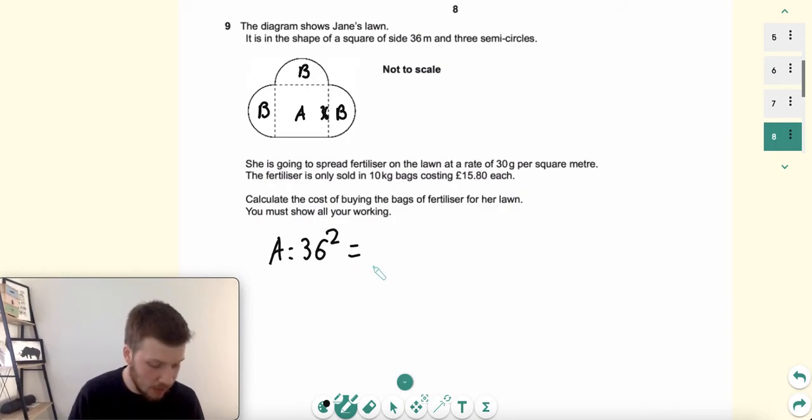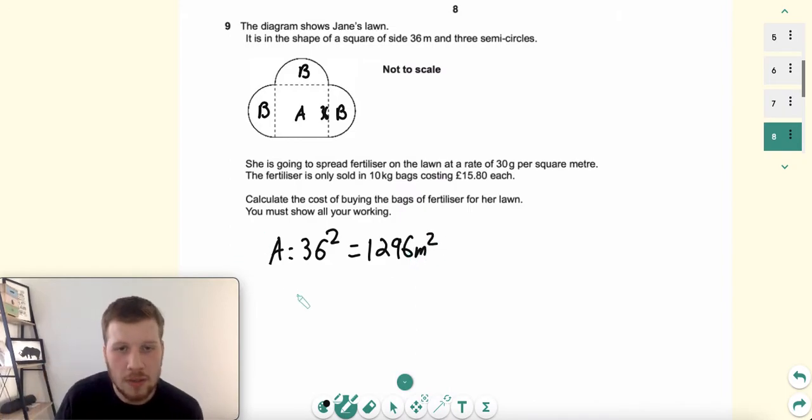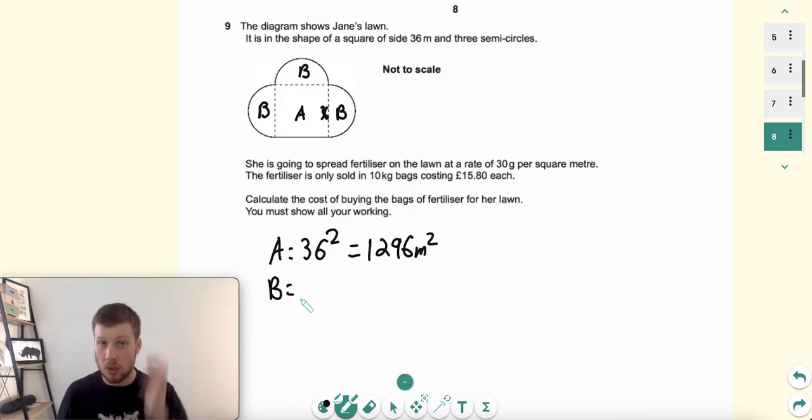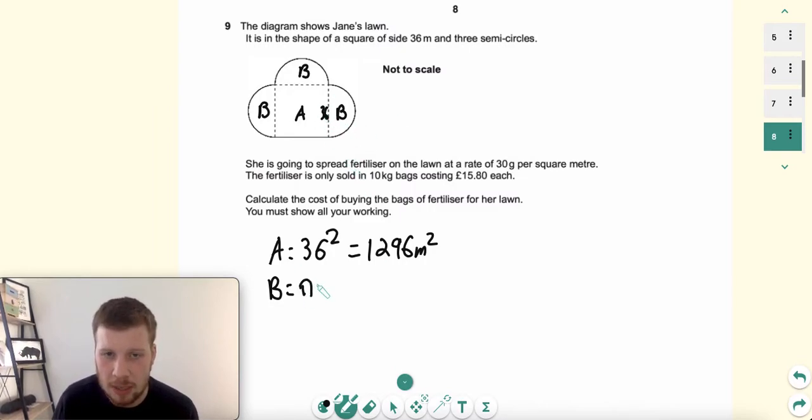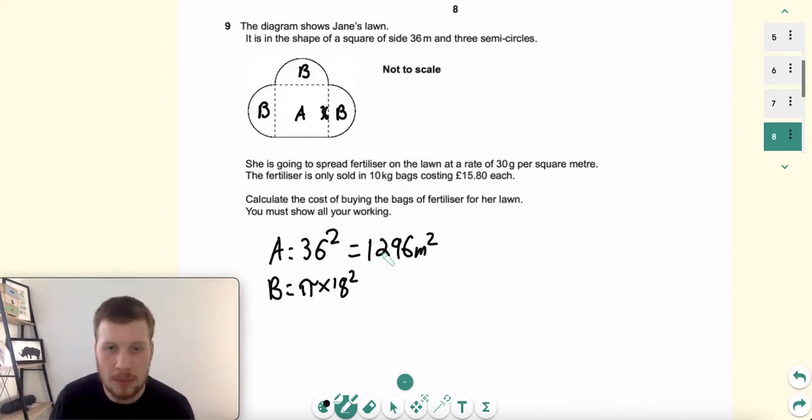So working that out, 36 squared is going to give me 1296 metres squared, and that's for shape A. For shape B, it's a semicircle, so the area is going to be pi r squared divided by 2. Well, if the diameter is 36, the radius is 18, so it's pi times 18 squared, which is going to give me 324 pi, but then I need to divide it by 2 because it's a semicircle, which is going to give me 162 pi.